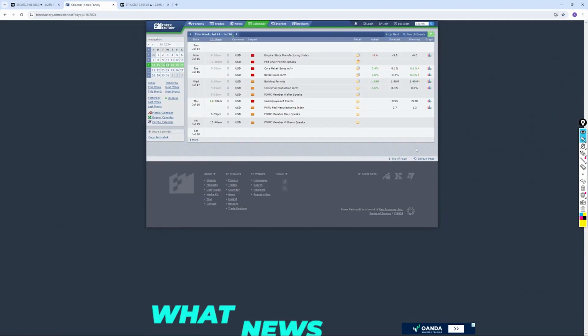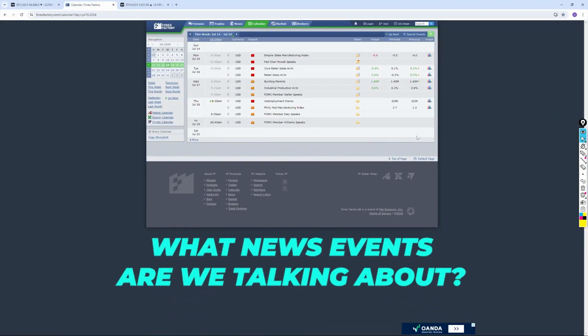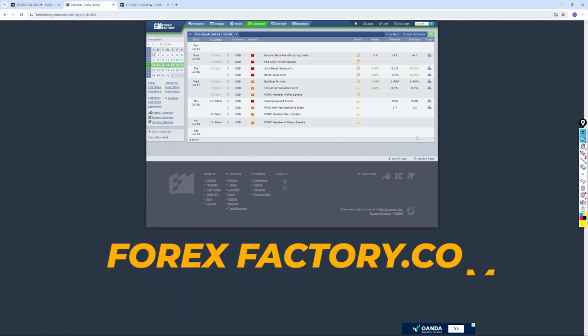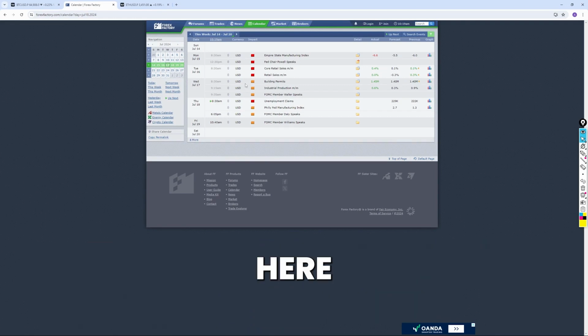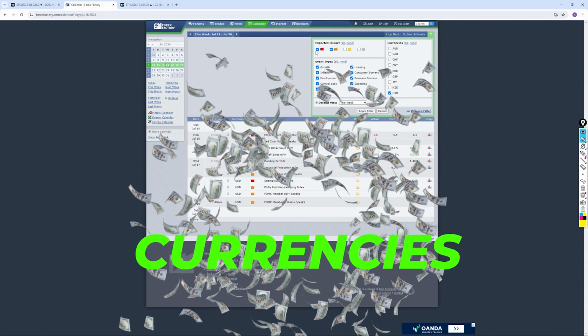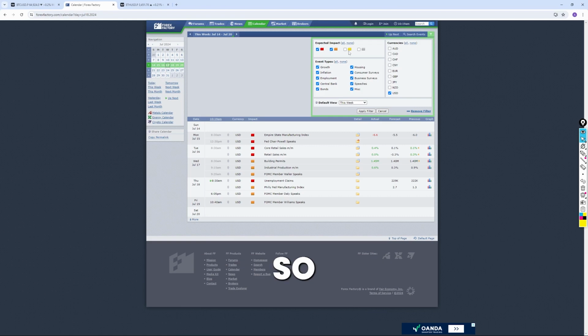First of all, what news events are we talking about? There are several websites that are available. The one that I use is forexfactory.com. Here you can see a list of dates and times where the different news events are listed. So if you go to this filter section on the right hand side and click it, it allows you to filter news events by event type, by currencies, and also by the impact of the news. So you see 4 different colored folders here.